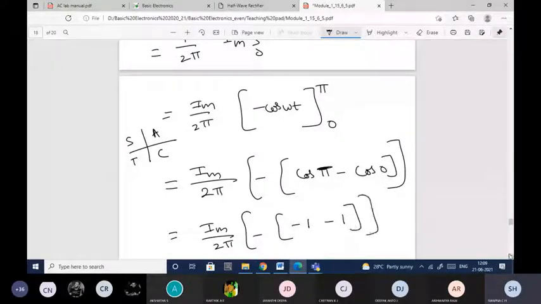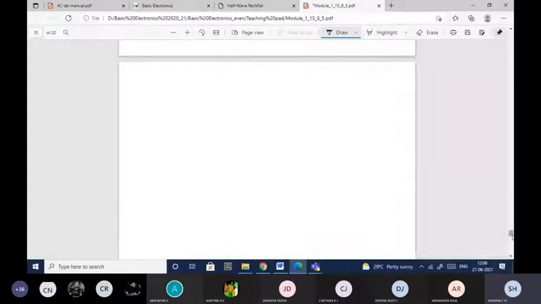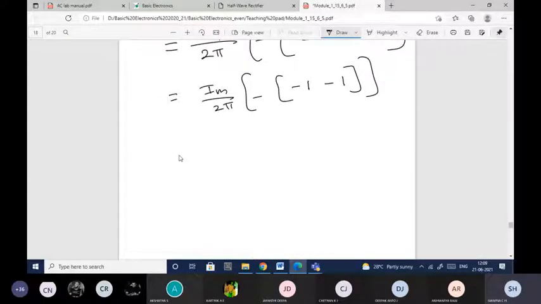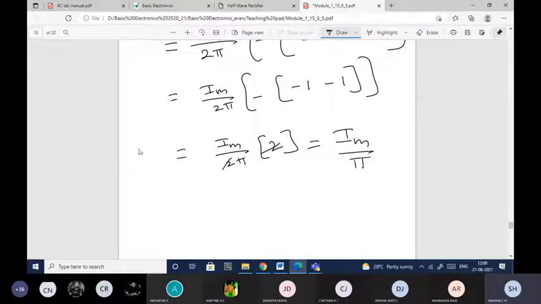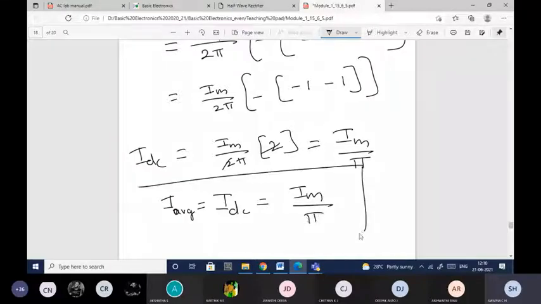Okay, so just simplify this. You'll have, this will be equal to Im by 2 pi into minus 2 into minus, it is 2. So 2 will get cancelled. It is Im by pi. Im by pi is nothing but your IDC value. IDC, I average, both mean the same only. But this I corresponds to the load current. Okay, Im by pi. This is what your IDC.